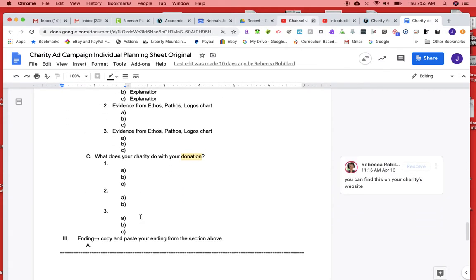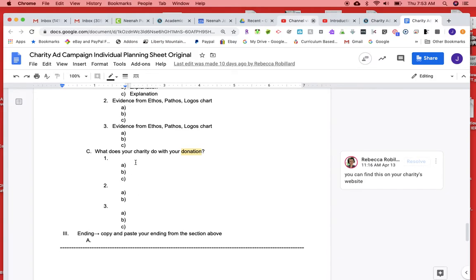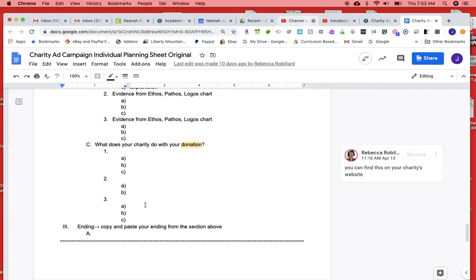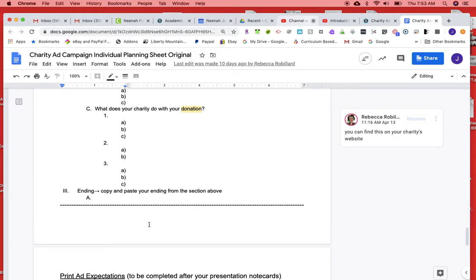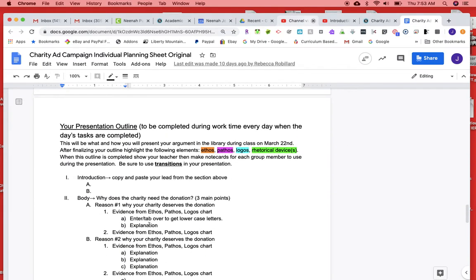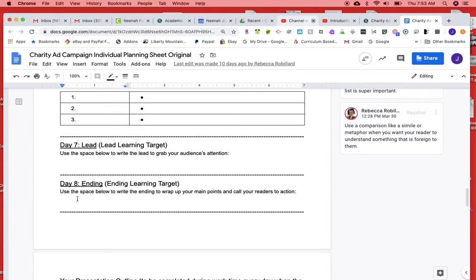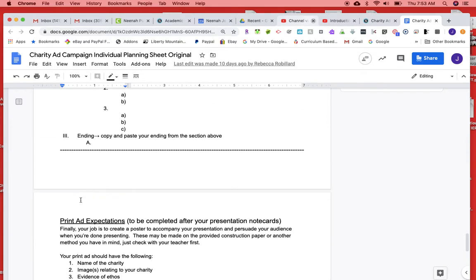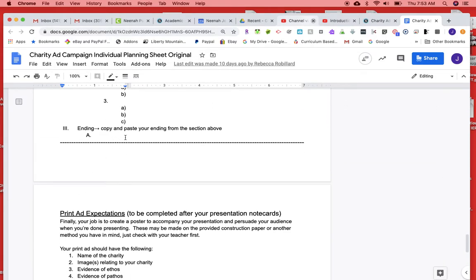Part C, what does your charity actually do with your donation? You can find this on the charity's website. So what are 3 things they possibly do? And then give some textual evidence or explanation about it. And then lastly, your ending, you can copy and paste your ending that you did right here under day 8. Your call to action, you can copy and paste right here.